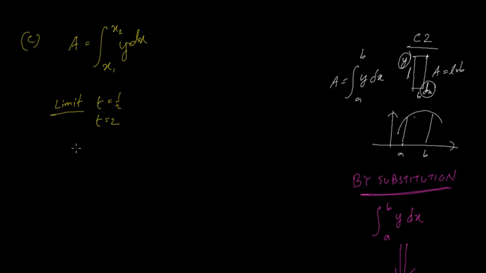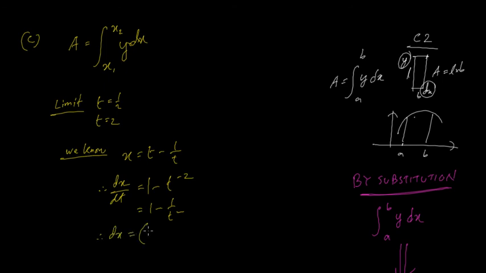We also know x equals t minus 1 by t, so therefore dx by dt is 1 minus t to the power minus 2, that means 1 minus 1 by t squared. Therefore dx equals 1 minus 1 by t squared dt. We already know this.